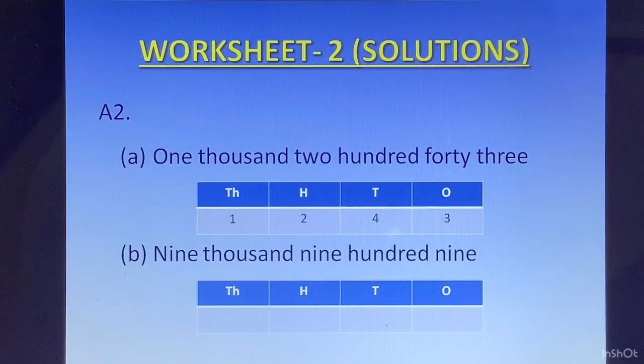9909. We'll start with the ones column. 9 we will put there because last digit is 9. Then we have 900. We don't have an entry for tens. So we will write 0 in the tens column. 900 means 9 hundreds. So under hundreds column we will write 9. 9000 under thousands column we will write 9.